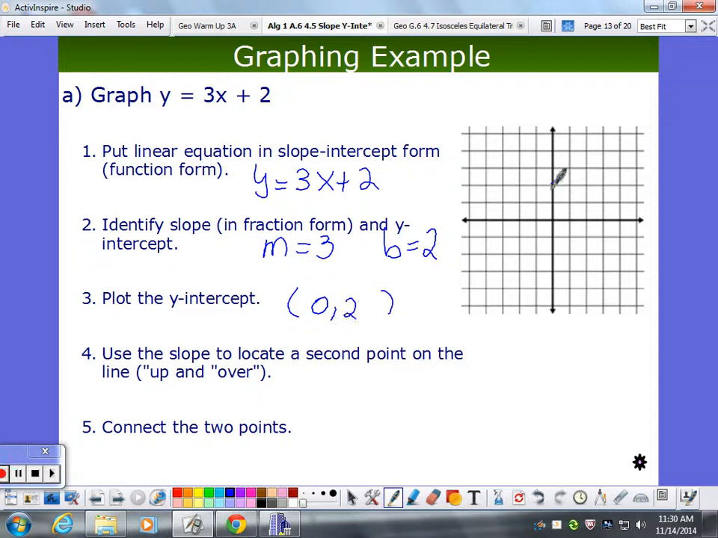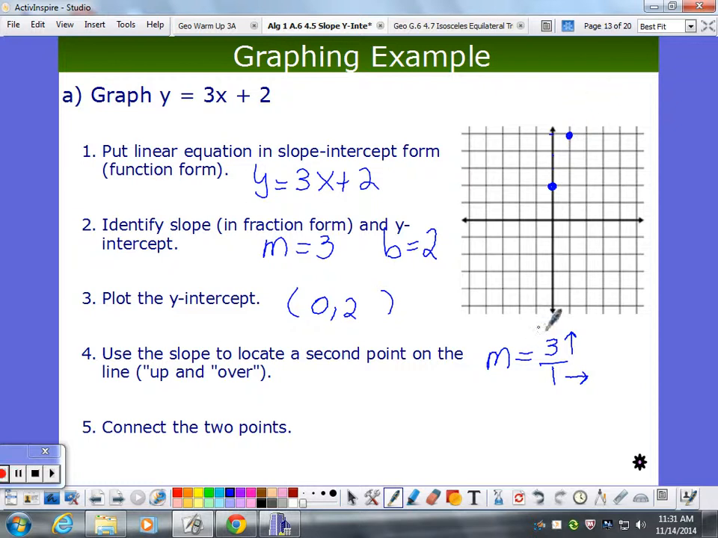I'm going to plot it. One point done. Okay, then I take my slope, and I need it to be a fraction. Is this a fraction? No. So I'll put it over 1. This is my up-down direction. This is my left-right direction. Am I going up or down 3? Up. And am I going left or right 1? So starting at this point, your y-intercept, go up 3 and right 1. And if I had room, I would do it again, but I'm out of room.